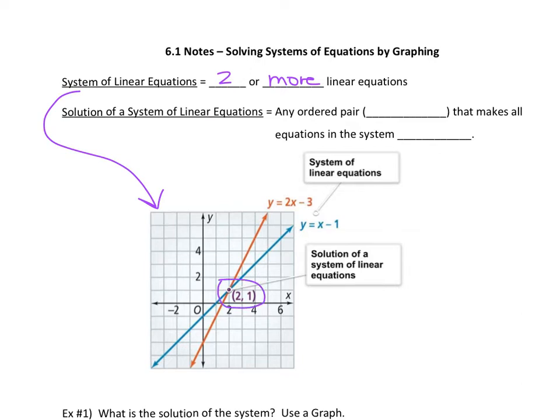So a solution of a system of linear equations is any ordered pair. So that's an x value and a y value, right? It's just a point. Any point that makes all the equations in the system true. Okay, so any point that would work in the 2 equations that we're going to be working with makes it a solution. Okay, so we're looking for a point of intersection as our solution most of the time.